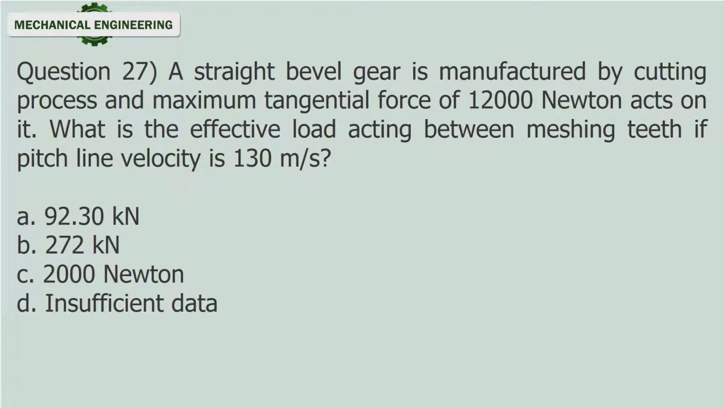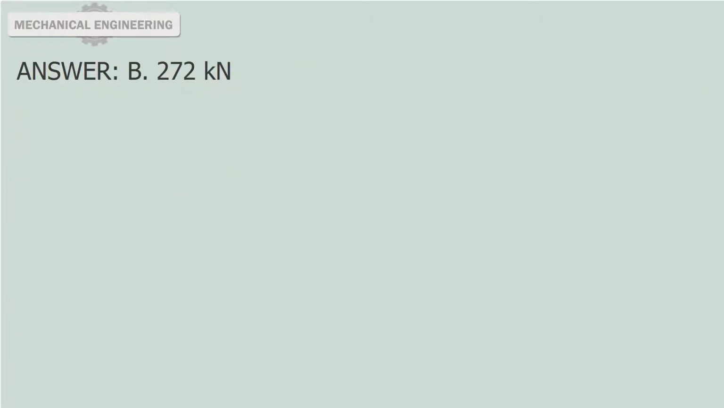Question 27. A straight bevel gear is manufactured by cutting process and maximum tangential force of 12,000 Newton acts on it. What is the effective load acting between meshing teeth if pitch line velocity is 130 meters per second? A. 92.30 kilonewtons. B. 272 kilonewtons. C. 2000 Newton. D. Insufficient data. Answer: B. 272 kilonewtons.